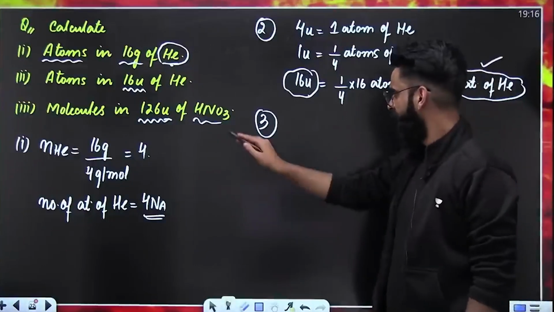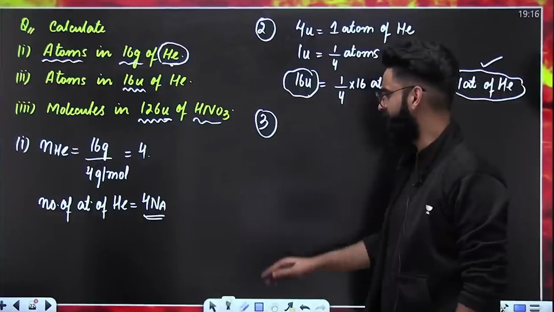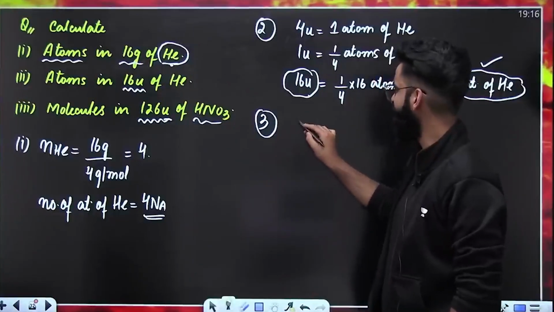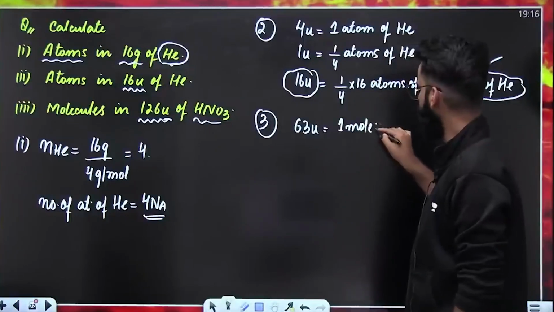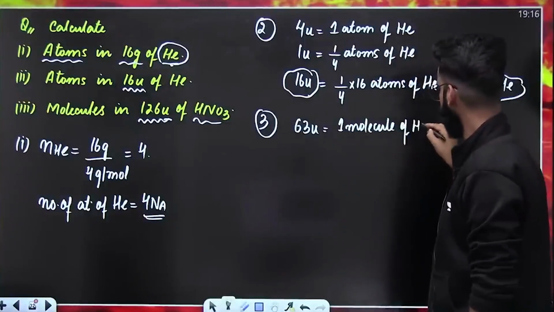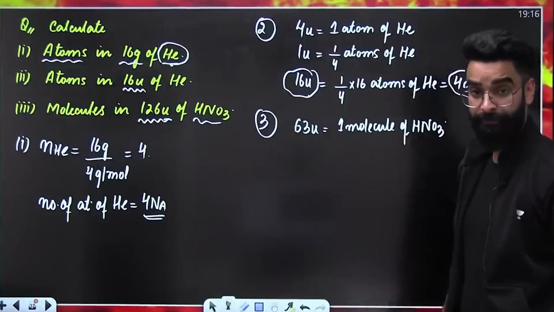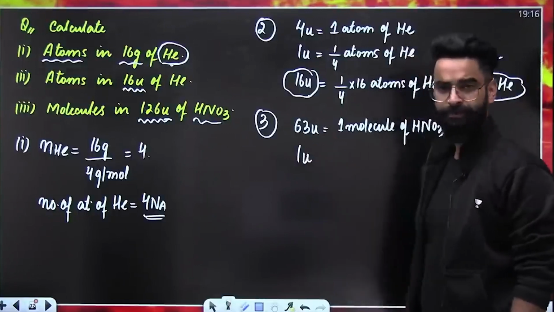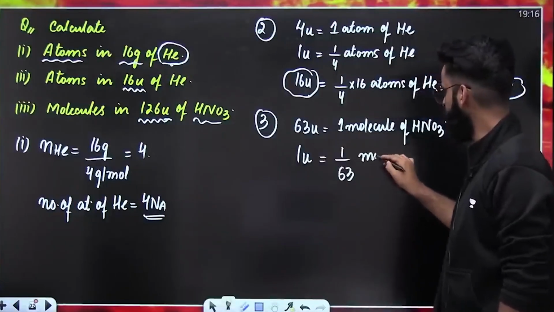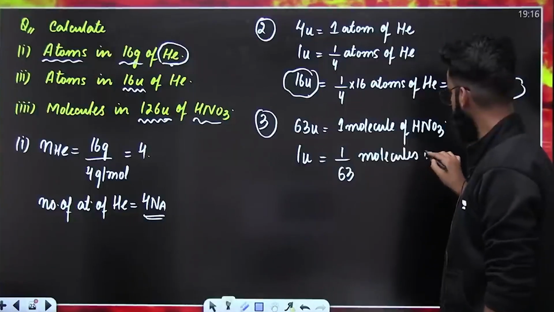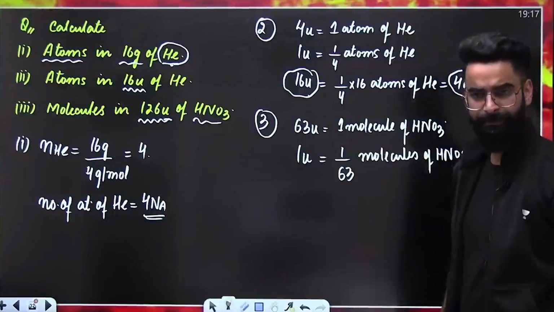What I'll be doing? HNO3, its molecular mass, that means mass of one molecule of HNO3, is 63. 63U is the mass of one molecule of HNO3. So dear students, what about 1U? Can I say 1U is equal to 1 by 63 molecules of HNO3? 1U is equal to 1 upon 63 molecules of HNO3, right?